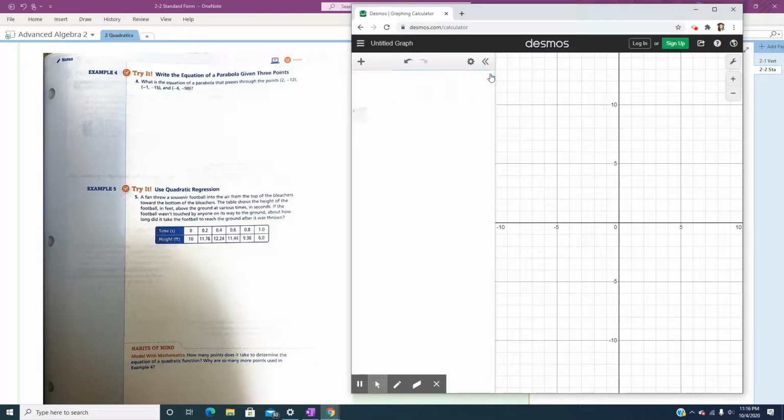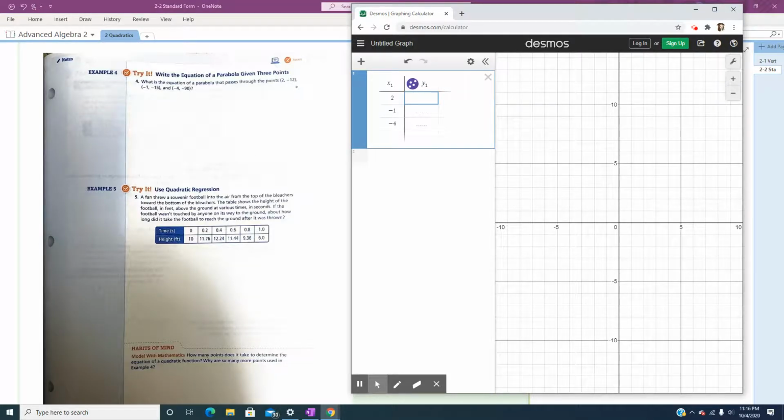Okay, and what you're going to do on Desmos is plot these three points. We don't have an equation, but we're going to do a table. So hit the plus sign and do a table, and notice there's x1 and y1. For x1, I've got 2, negative 1, negative 4.